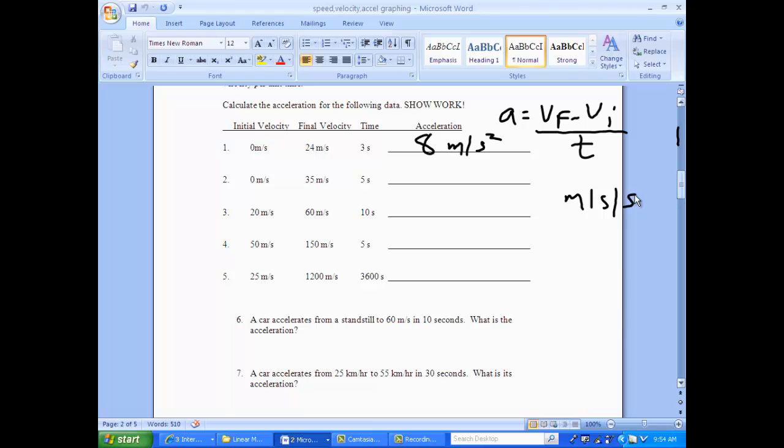Okay? If we look at number 2, 35 minus 0 is 35, divided by 5? 7 meters per second squared. Good. Next one. Final velocity is 60, initial is 20. 60 minus 20 is? Divided by 10? 4. You got it. 4 meters per second squared. 150 minus 50 is 100. 100 divided by 5? 20 meters per second squared. And then the last one, 1200 minus 25 divided by 3600 comes out to be what? 0.33?